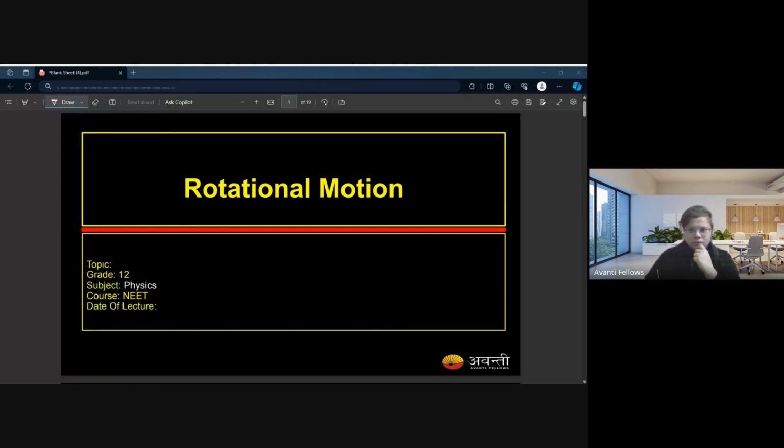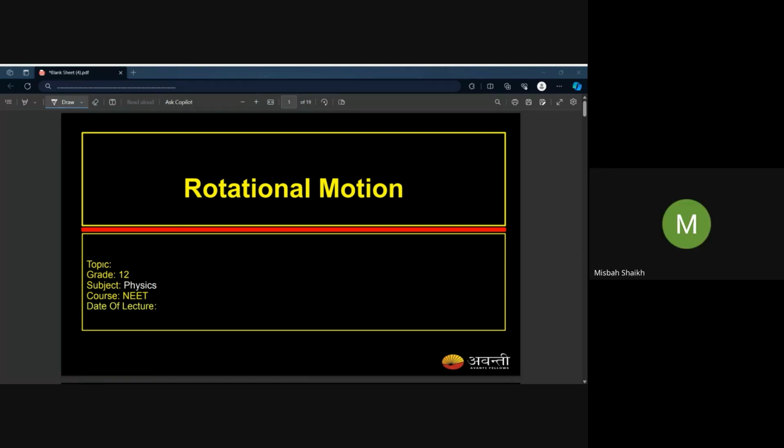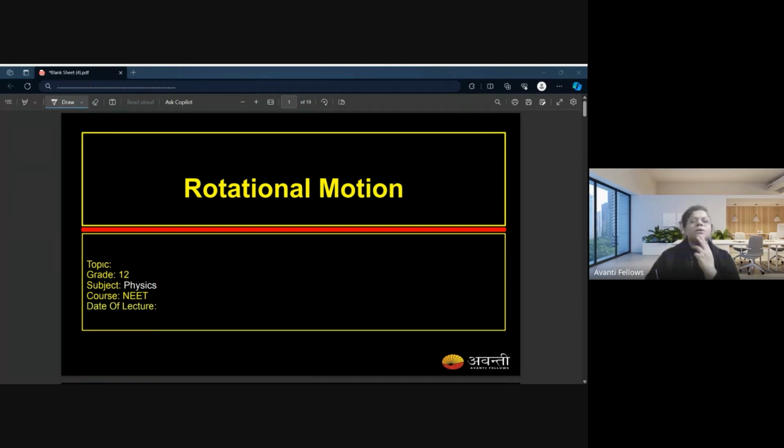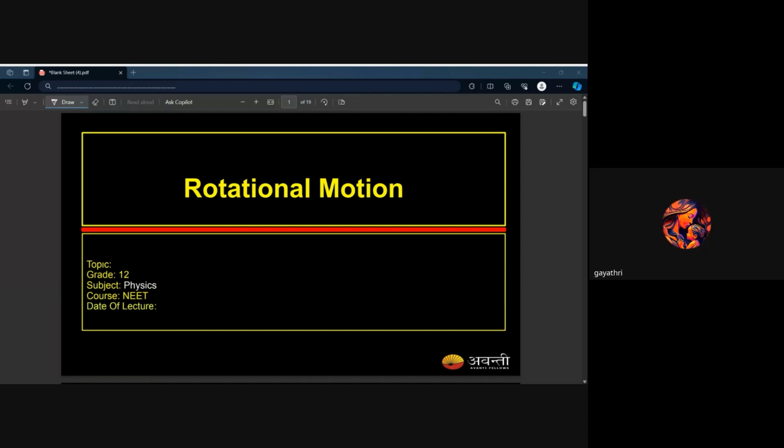Okay, Jennifer. Misbah? Beta, can you tell me about the rotational equilibrium? What is rotational equilibrium? What are the conditions under that? Okay, Gayatri is giving the answer. Yes, please, Gayatri, continue. Ma'am, in rotational equilibrium, the angular momentum is constant and the net torque is zero.